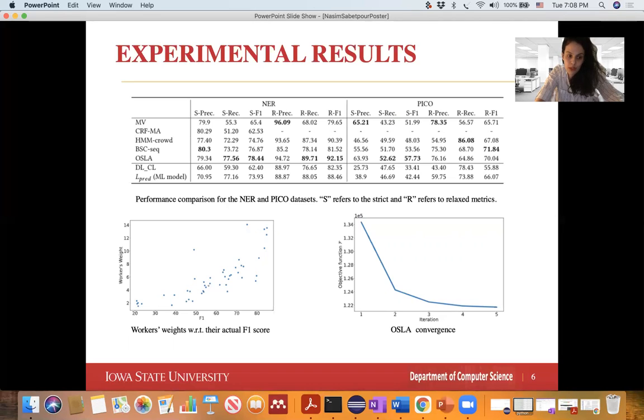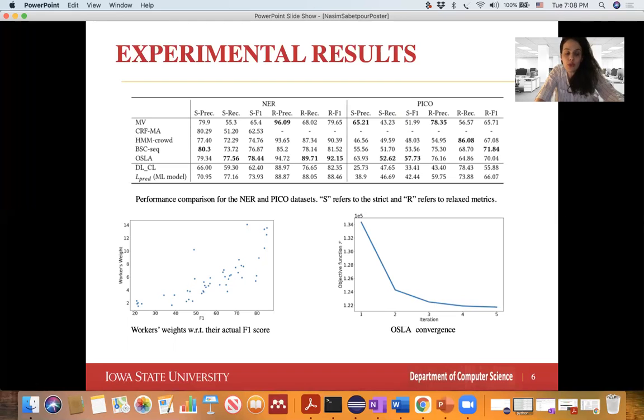But our proposed model, OSLA, further improved the results. It shows that OSLA outperforms baselines on the span level in terms of a strict F1 score on both data sets, and also provides the best and the second best F1 score on both data sets, as we can see here.